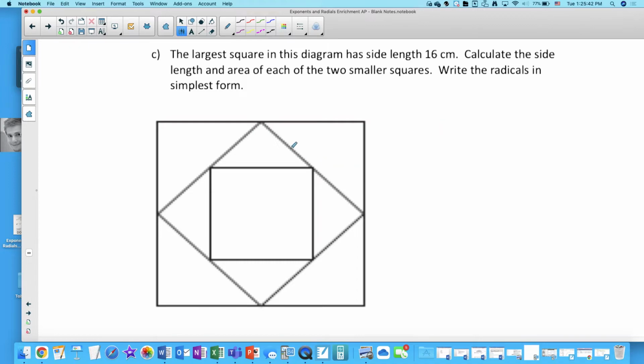C. Okay, so the largest square in this diagram has side length 16. Calculate the side length and area of each of the two smaller squares. Okay, so what do we know? These are all squares, and this is 16, and this is also 16.